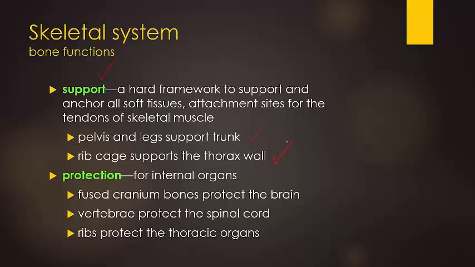Protection for the internal organs is also a very important function. The fused cranial bones protect the brain. The vertebrae enclose the spinal cord, and the ribs are there protecting the thoracic organs, the lungs and the heart, and even portions of the liver.